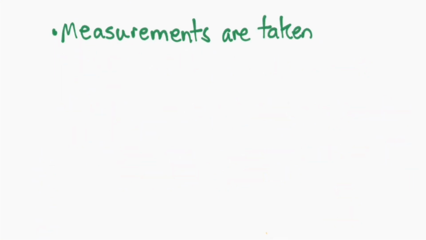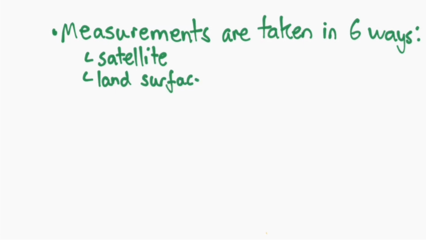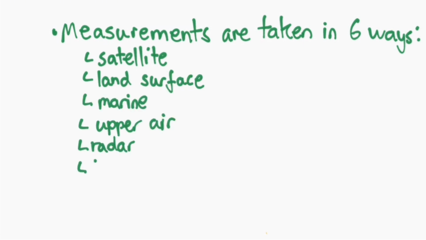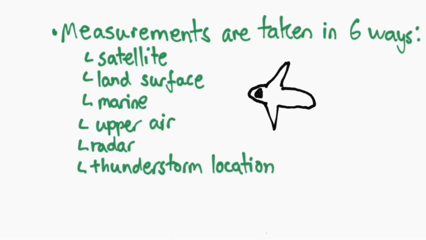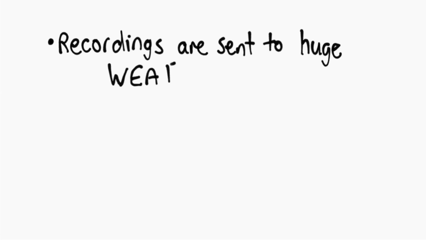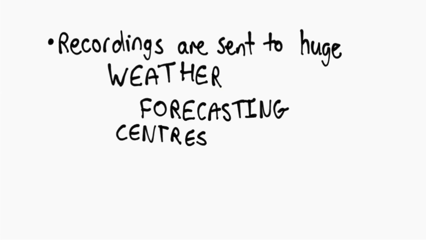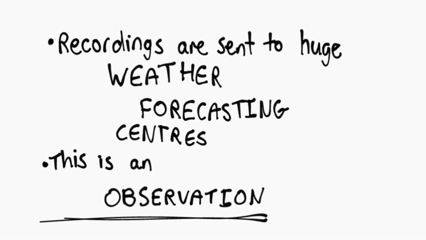There are six ways to take these measurements: satellite, land surface, marine, upper air, radar, and thunderstorm location. And these recordings are then sent to a huge weather forecasting centre and used to make a picture of the atmosphere. This is called an observation.